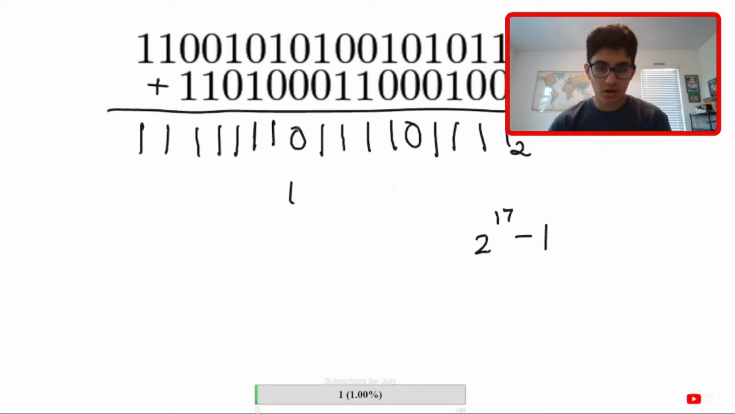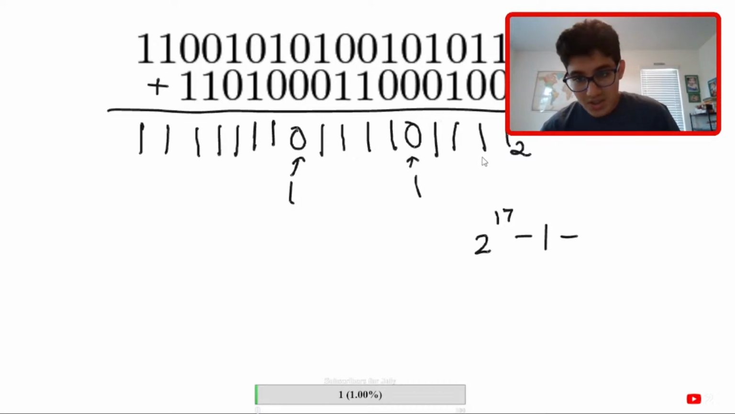Like if these were both 1 as well. So then we subtract off what we're missing. This is 2, 4, 8, 16. So we subtract off 16. And then this, wait, one second. 1, 2, 4, 8, 16, 32, 64, 128, 256, 512.